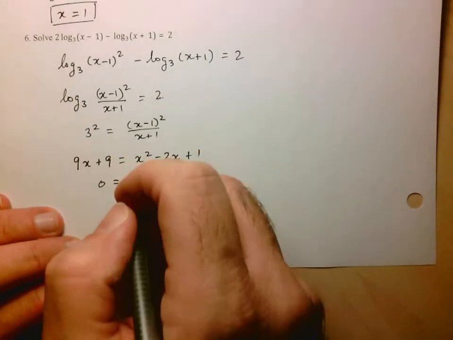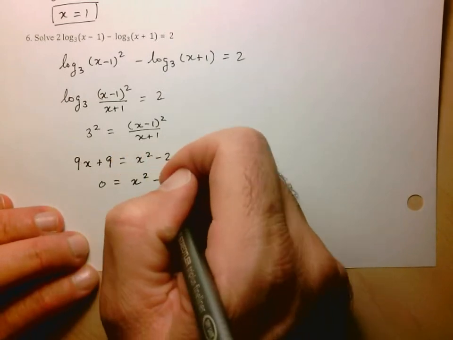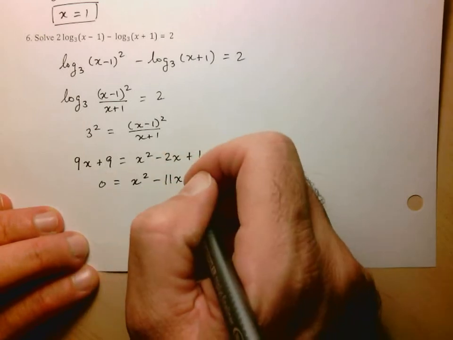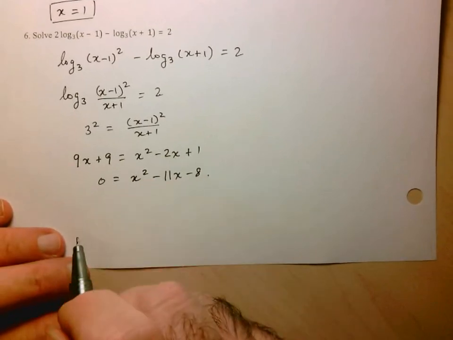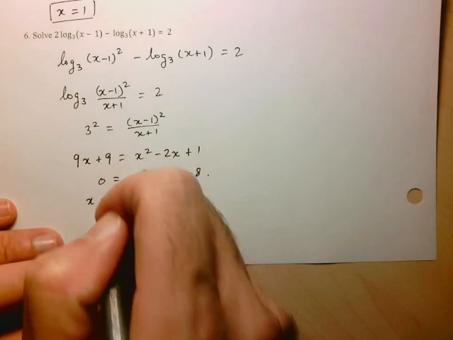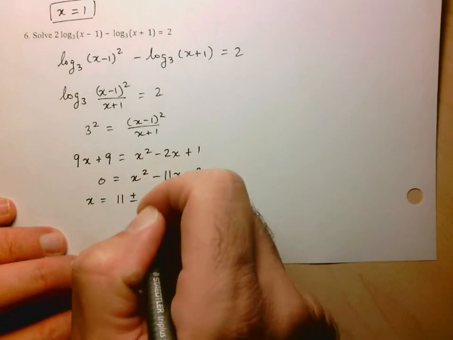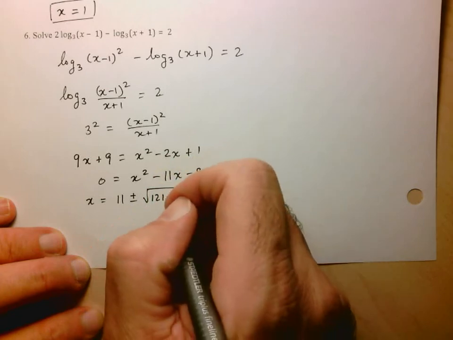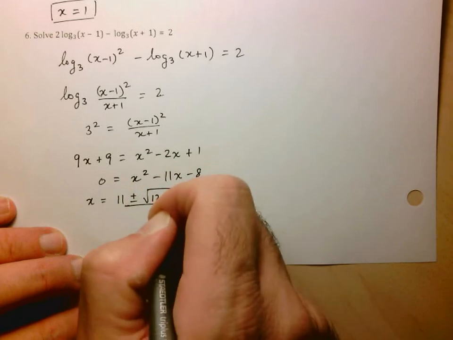So let's get 0 on this side here. So we've got x squared, so negative 2 minus 9x, so minus 11x. And then 1 minus 9 is negative 8. Okay, and taking a quick look, I can see that this is not going to be factorable. So let's go straight into using the quadratic formula. So negative b, so that's going to become positive 11, plus or minus the square root of negative 11 squared, which is 121, minus 4 times 1 times negative 8, all over 2.